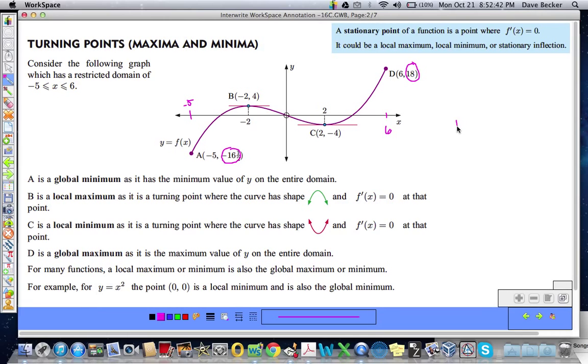Some functions, like the great y equals x squared, okay, so if this is y equals x squared, the global minimum is also the local minimum, and y equals -x squared, the global maximum is also the local maximum. They can be one and the same. Lowest point in this area and lowest point on the graph, least value. Greatest value of the graph and greatest value in this area. Okay, so they can be both.